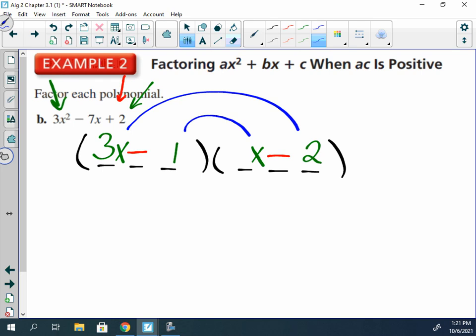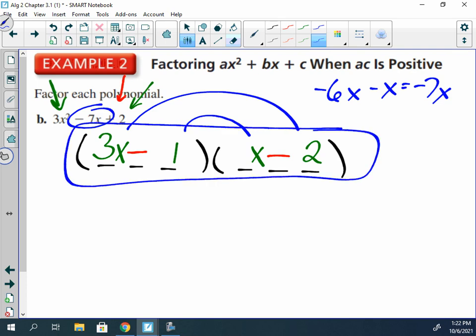Well, 3x times negative 2 is negative 6x. Negative 1 times x would be positive. Because negative times a negative, right? No, 3x is positive. Oh, my bad. But yes, if it was negative, then it would be positive. And negative 1 times x would be negative x, which gives us negative 7x. Is that what we wanted? Since the middle term is negative 7x. And that's it.